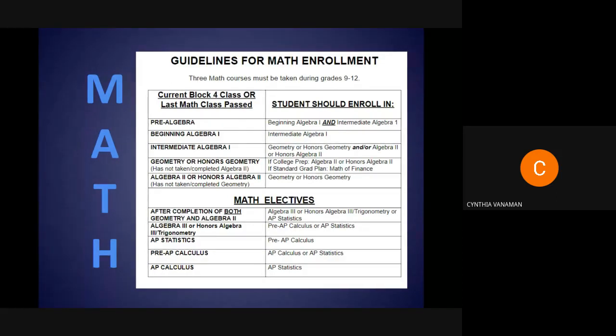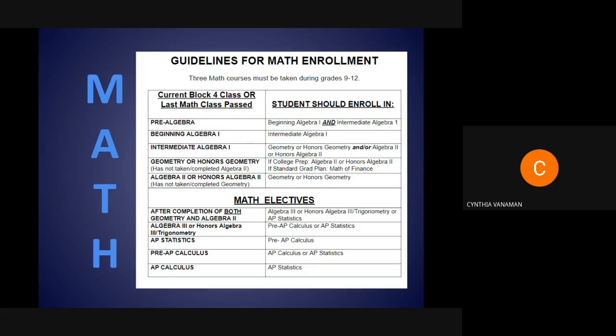As we talked about before, Algebra 1 is the exception to the semester class. Algebra 1 is slowed down a little bit more, so you actually take that all year long. You take beginning Algebra 1 in the fall, intermediate Algebra 1 in the spring, so it takes up two lines on your pre-enrollment form.